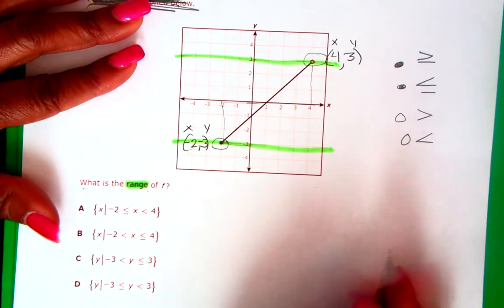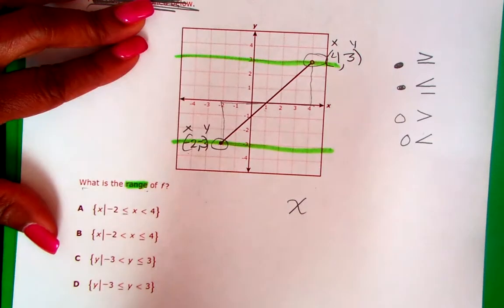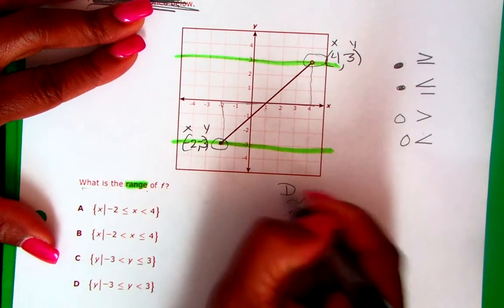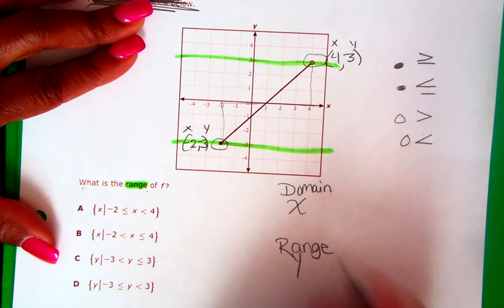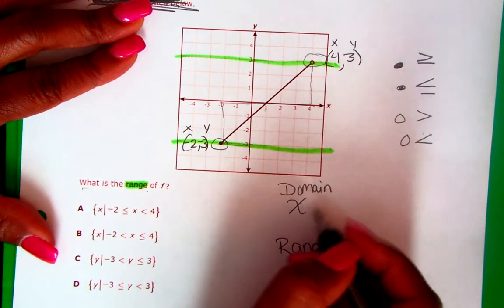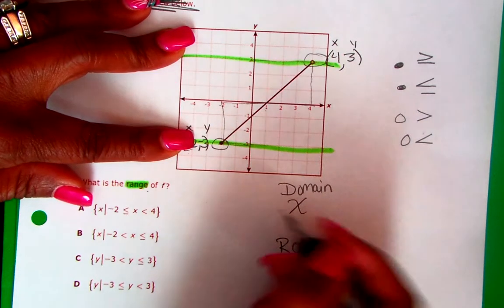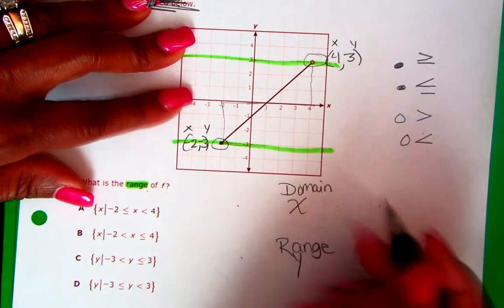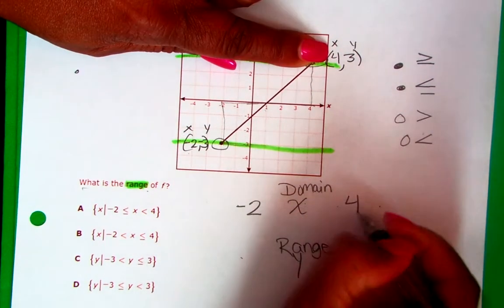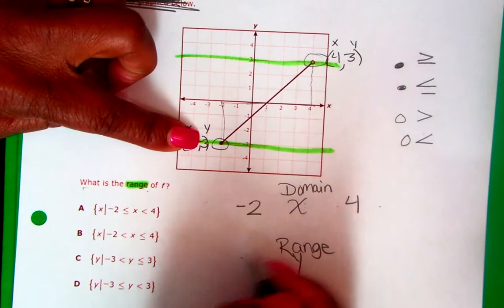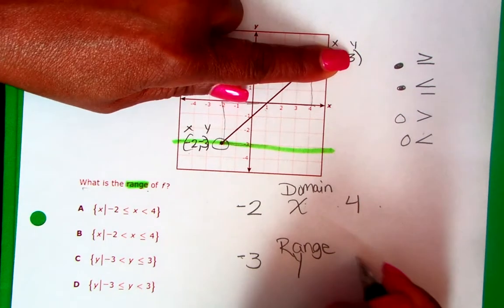Now once I have that, for my X, they are not asking me for that. Remember that X is the domain, and Y is the range. So I'm going to do it for the domain and the range. Keep in mind, when you have boundaries, the small number goes to the left, the large to the right. Here the small number is -2 for X, the large is 4. For the Y, the small number is -3. Remember, negative numbers are always smaller than positive numbers. And the large for the Y is +3.